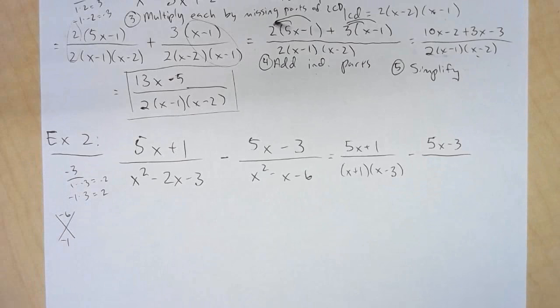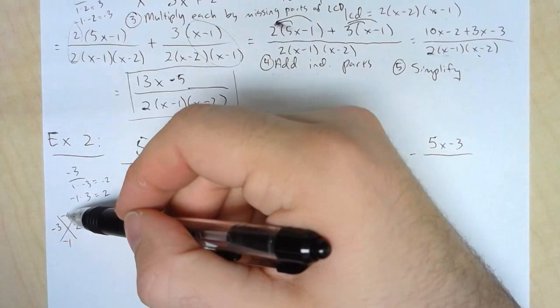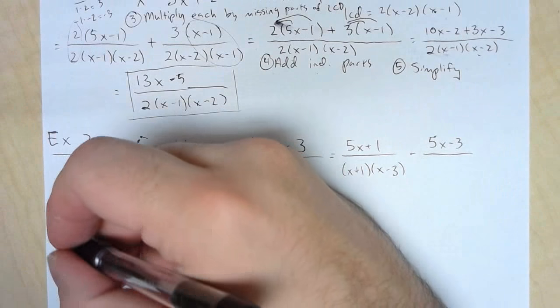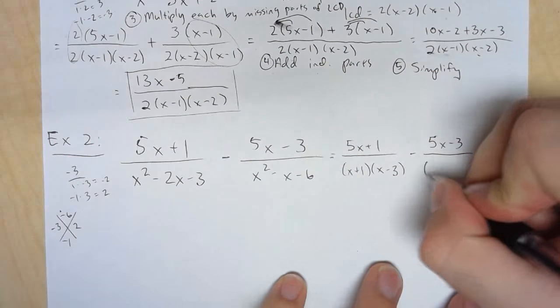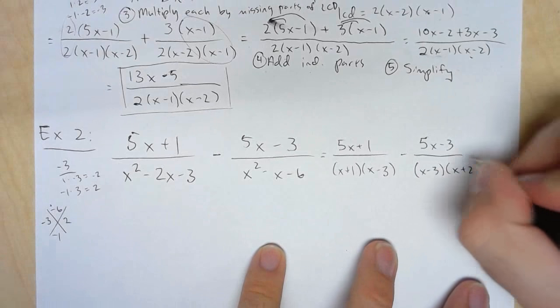So 6 is 1 and 6, and then 2 and 3. So we need some of those, one of which is negative, because a negative times a positive is a negative, that adds to be negative 1. So it looks like 3 times 2 is going to give us 6. If we use negative 3 and positive 2, that's going to give us negative 6 when we multiply, and when we add them, it's going to give us negative 1. So this denominator is going to be x minus 3 times x plus 2.